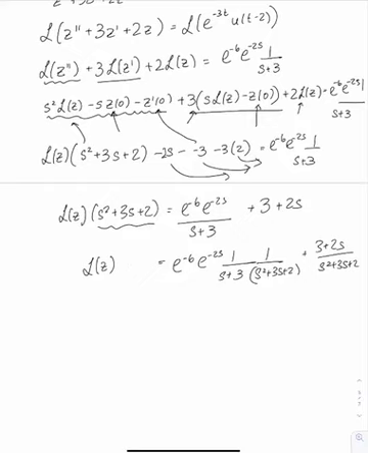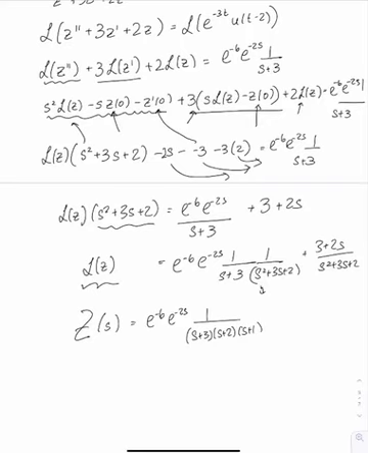Okay, so let's call this, it's just typical to call this capital Z of s, that's the Laplace transform of z, is this e to the minus 6 e to the minus 2s times 1 over s plus 3. Let me factor this one. It's s plus 2 times s plus 1. Okay, plus 3 plus 2s over s plus 2 times s plus 1.